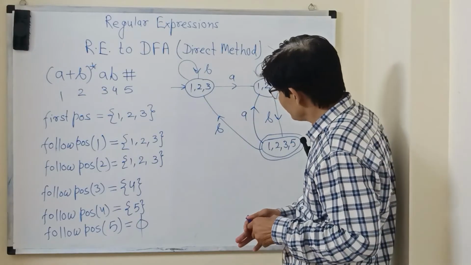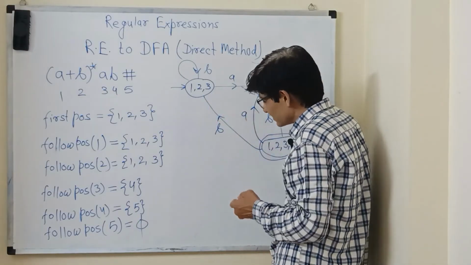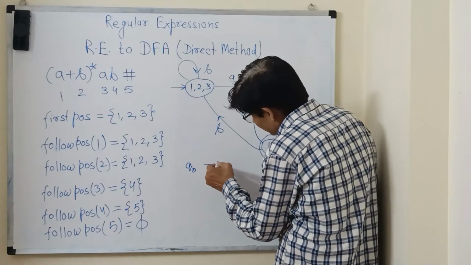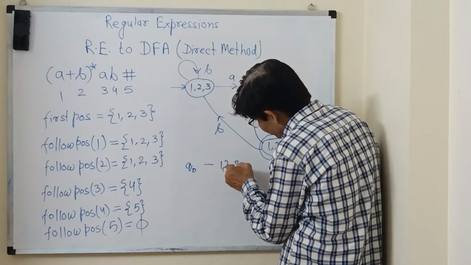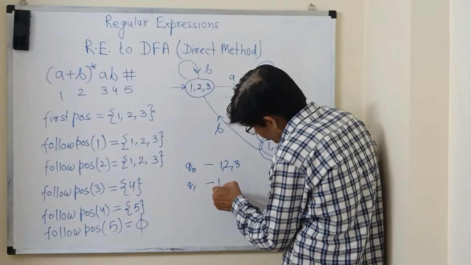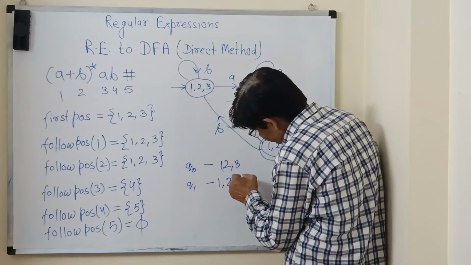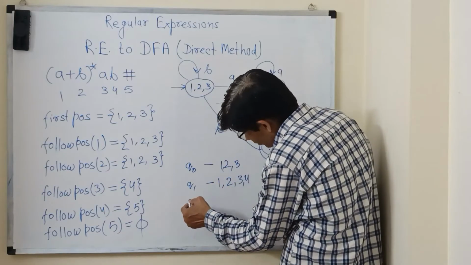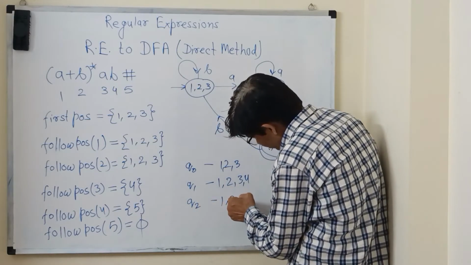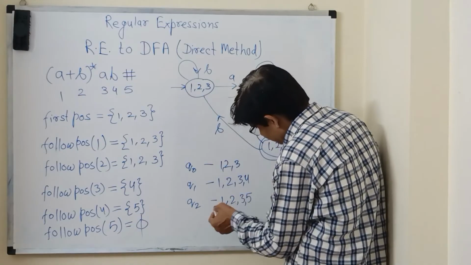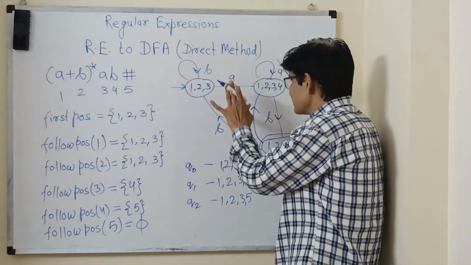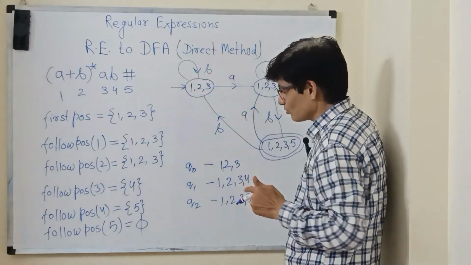Now, if you want, you can rename all these states. So 1, 2, 3 you can rename as Q0. 1, 2, 3, 4 you can rename as Q1. And 1, 2, 3, 5 you can rename as Q2. So again, that DFA you will find. So this is the final DFA for this regular expression.